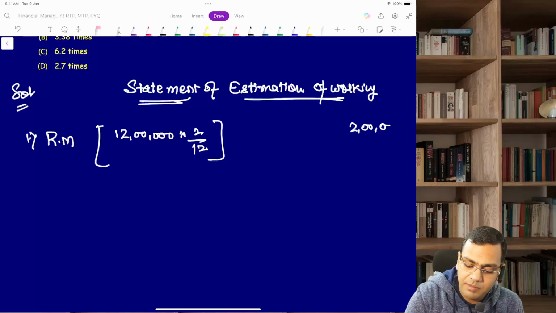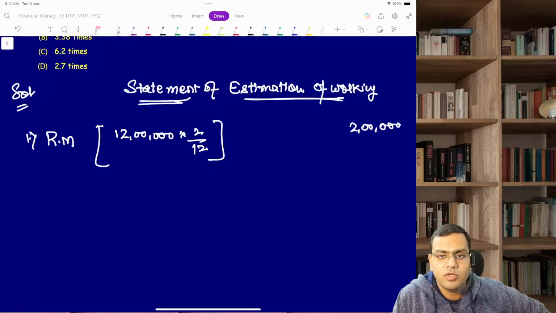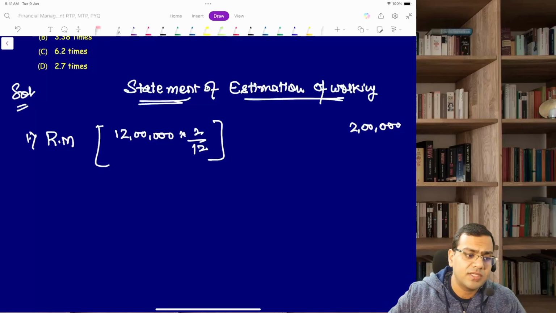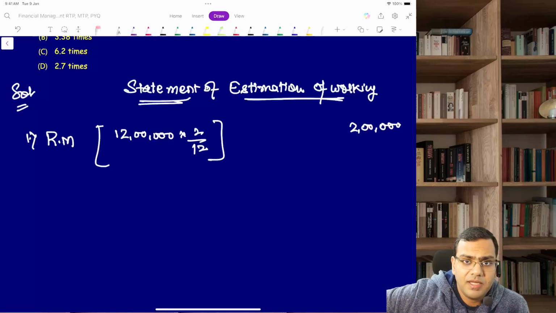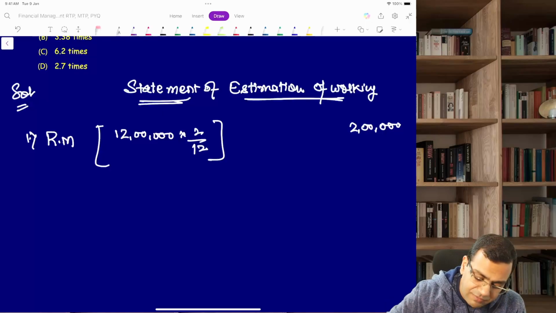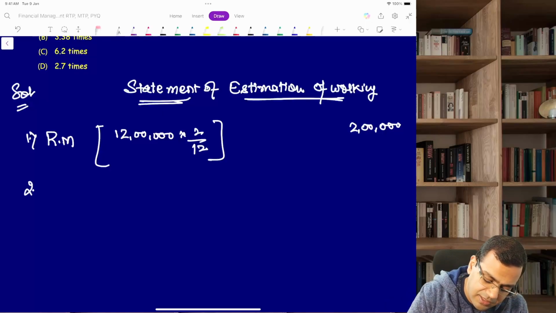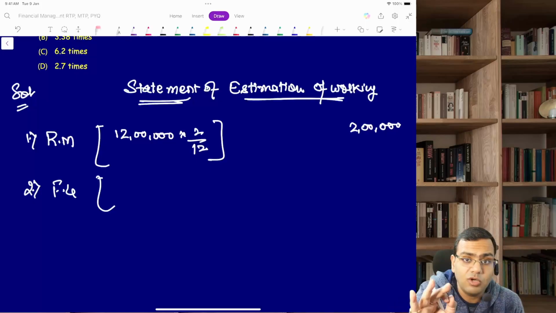Is there any WIP value that is given to you in the question? Read the question very carefully. Is there any WIP that is given to you? Any WIP given? No, sir. So that means directly we are going to take the second thing in the inventory, which is finished goods. What will be the value of the finished goods now?